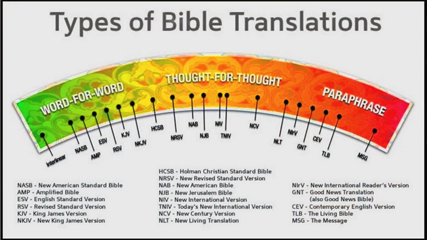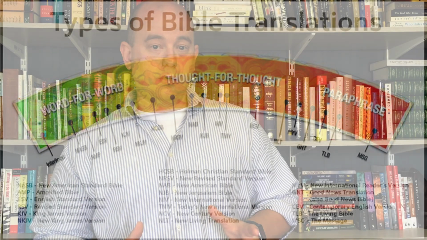Again, let's look at our chart. You can see the New International Reader's Version falls into this category. The Good News Translation, also known as the Good News Bible, that was popular back in the 70s. The Contemporary English Version, the Living Bible, and probably the most popular paraphrase of all, the Message. Again, we need to use paraphrases as supplements, not as the core of our Bible reading.